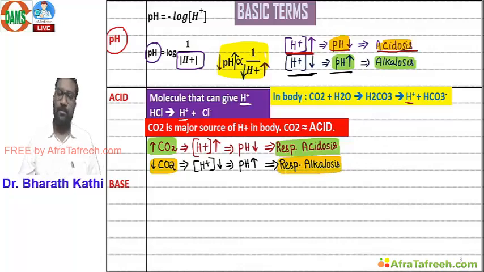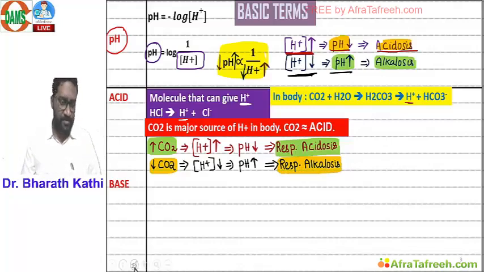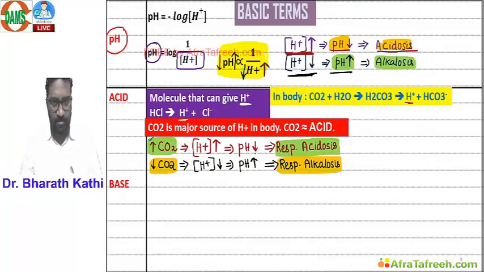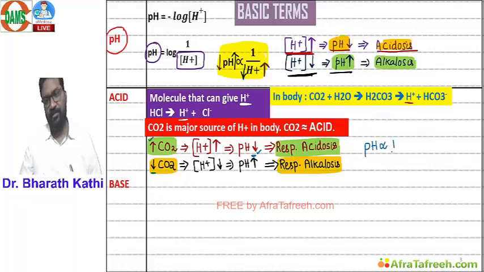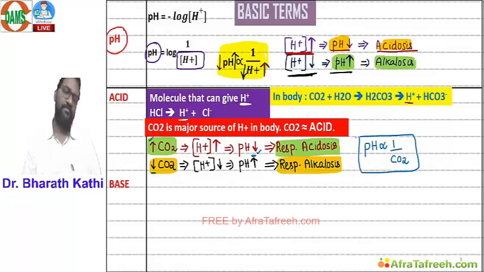My simple question to you students, can anybody tell me what is the relationship between CO2 and pH? Here CO2 has increased, pH is decreasing. CO2 is decreased, pH has increased. So it is an inverse relation because the change is in the opposite direction. pH is proportional to 1 by CO2. This is the next important relationship in ABG.